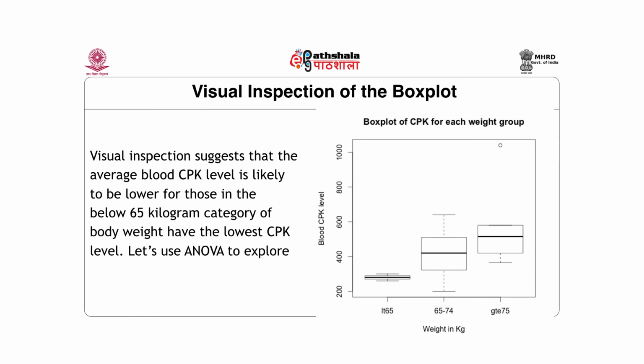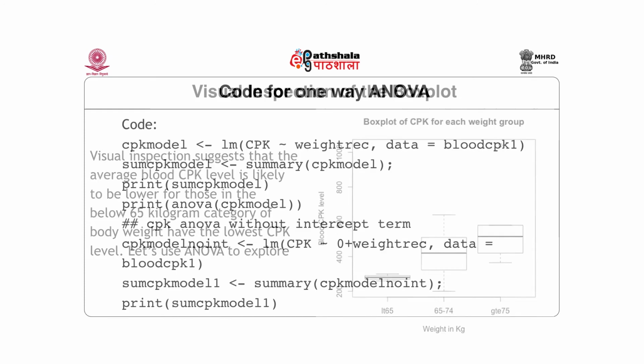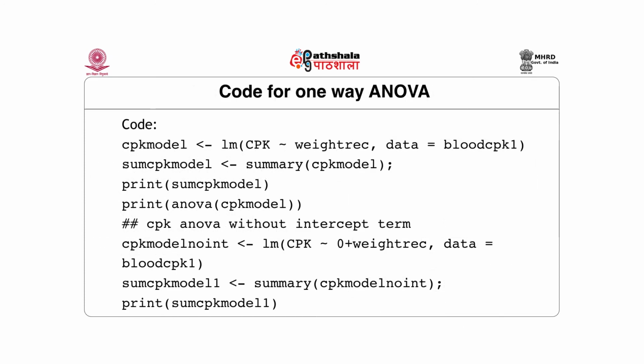So let us construct an ANOVA, an analysis of variance, for this. So let's write the model code. We create a CPK model and store the linear model information in the CPK model object. So it's a linear model, CPK is the creatine phosphokinase, and then we put weight_rec in it, and then we put the data, which is blood CPK. And we'll summarize the CPK model, so we just put a summary of this.